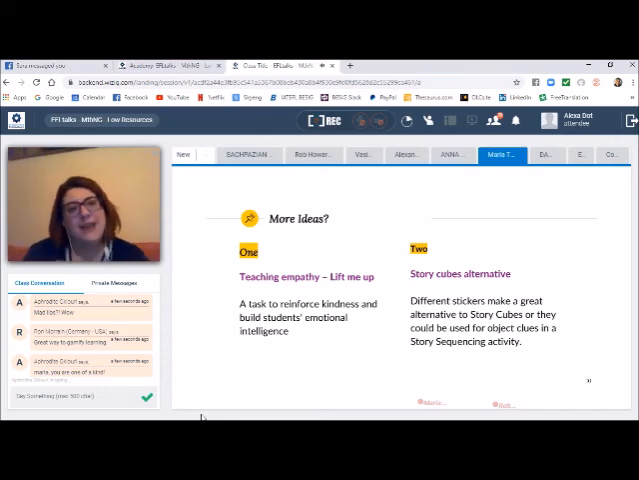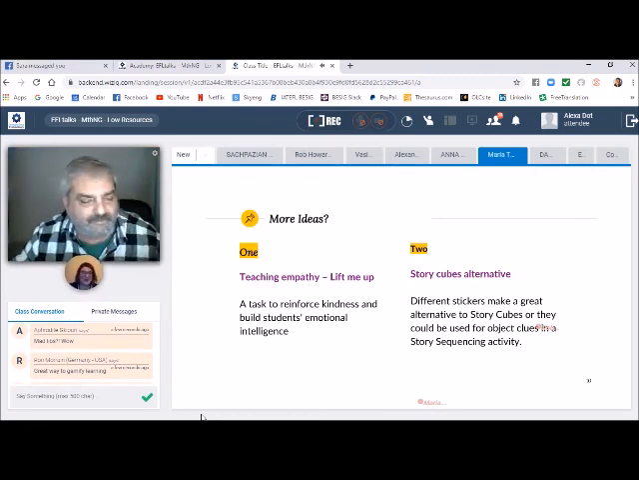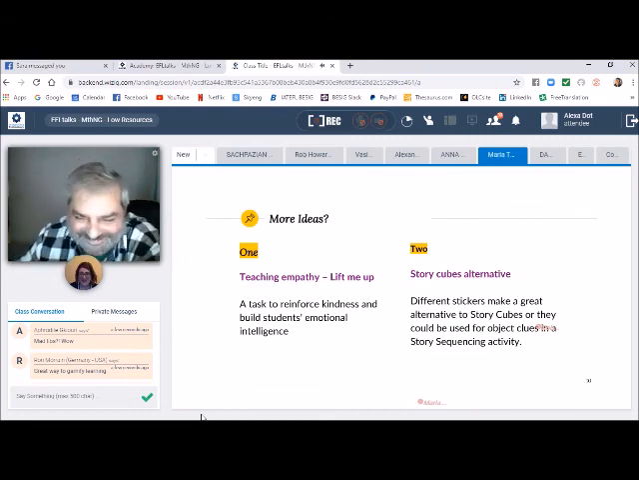Basically they have to work together on how they would make each other feel better about this negative experience. And last but not least, because there are plenty of more uses for stickers, I like them as story cubes alternatives. I'm not going to run over. So different stickers make a great alternative to story cubes.